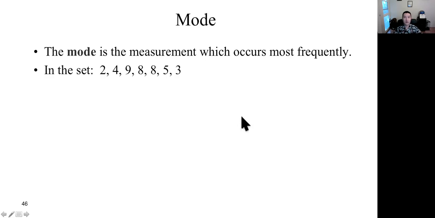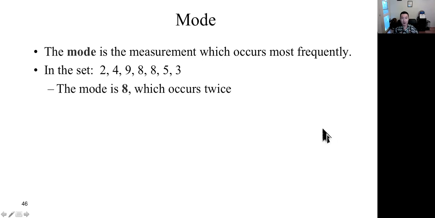Here is another new definition called mode. Mode is the measurement which occurs most frequently. For example, we have the data set 2, 4, 9, 8, 8, 5, 3. Here 8 occurs twice, so that means the mode is 8.